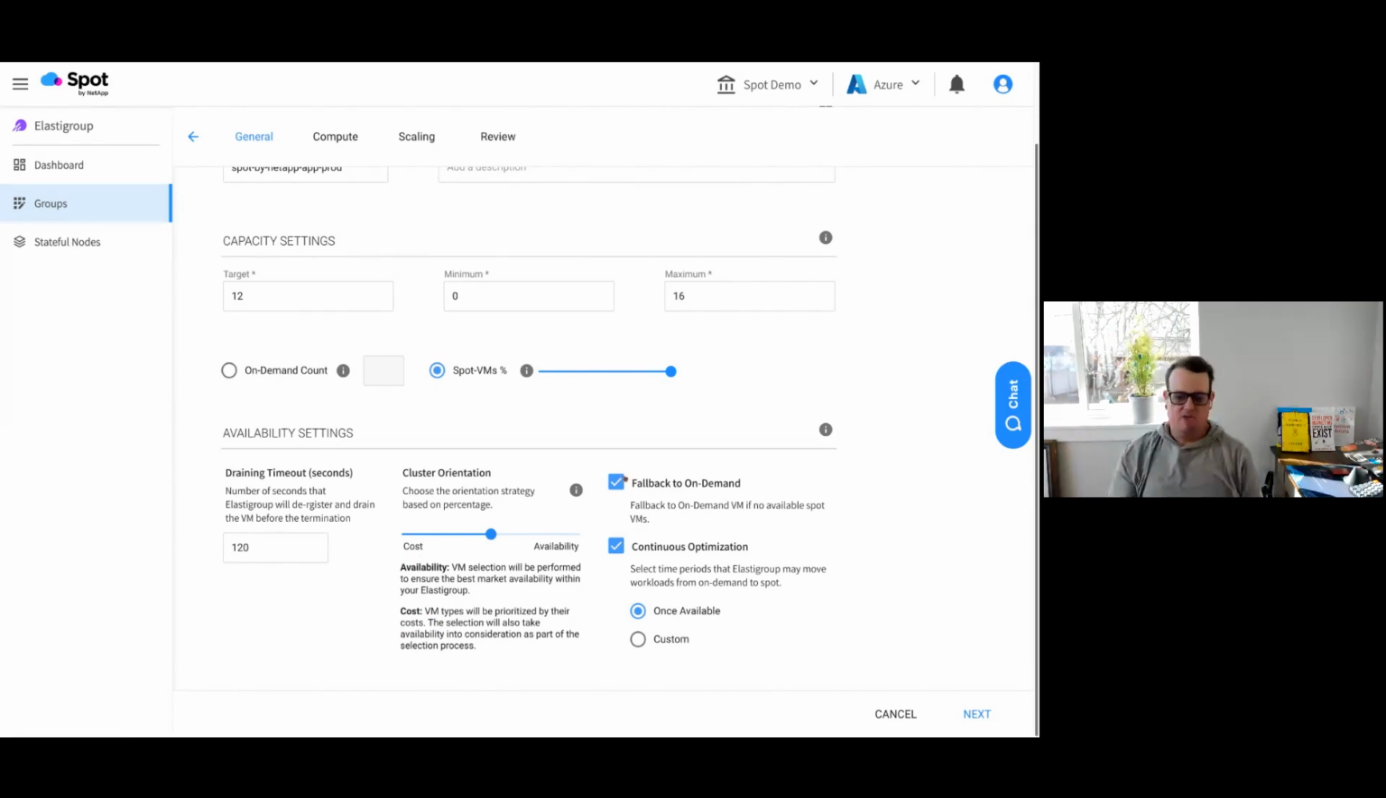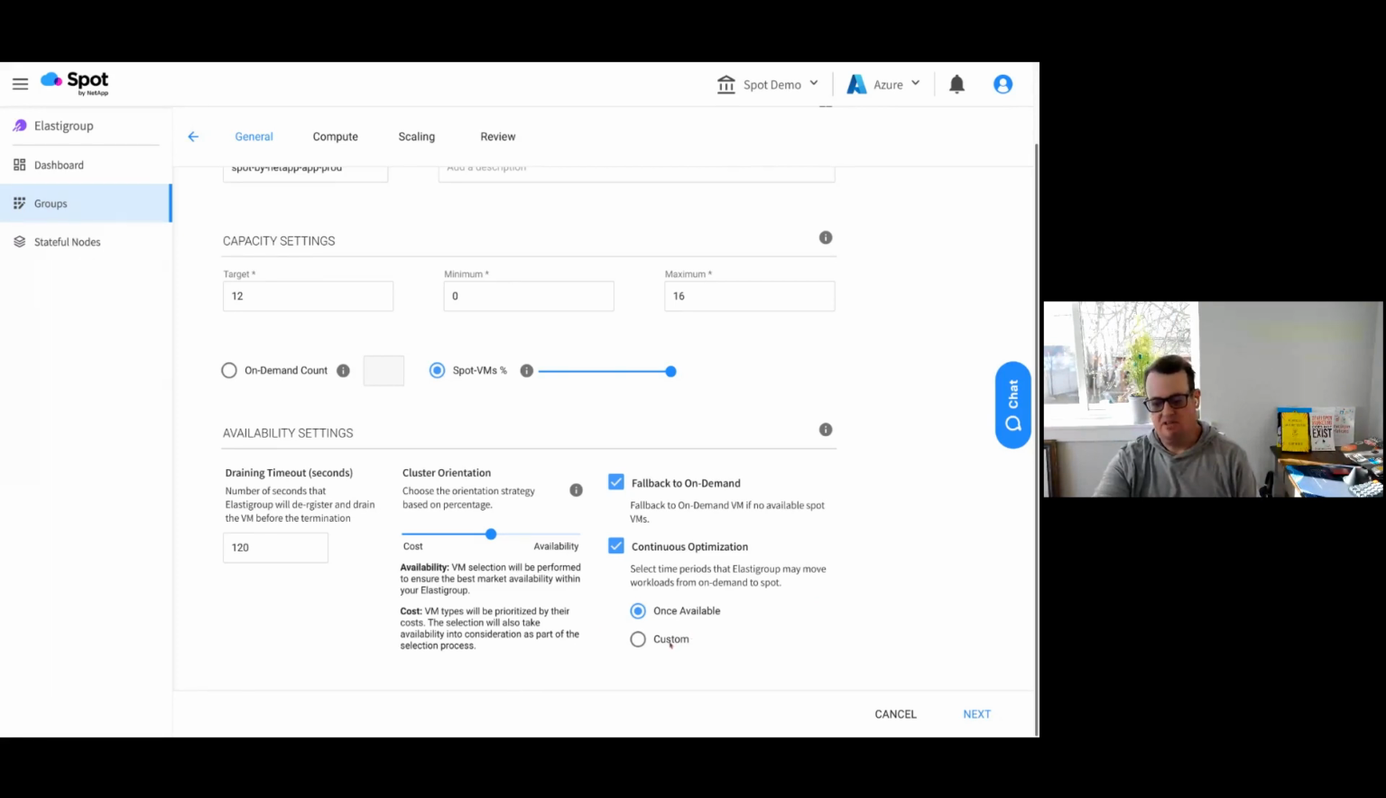These two checkboxes are really important to understand. Fallback to on-demand means if we can't find a Spot instance, we will put you on demand. But checking the continuous optimization box below it, once we find a price model and we check every 30 seconds, we are going to start moving you back to Spot instances as soon as it's available.